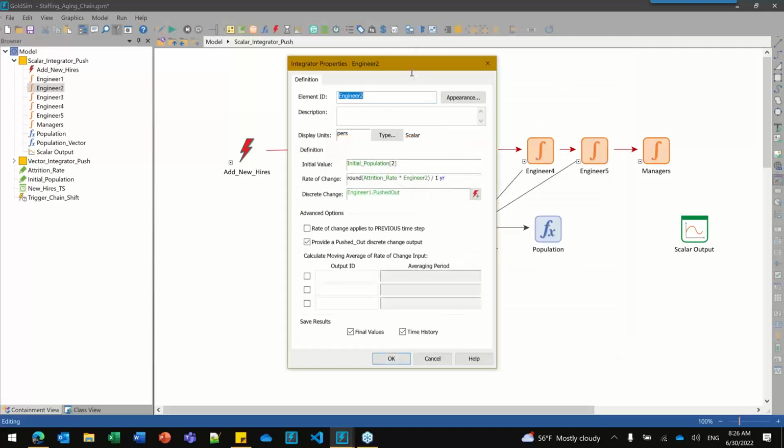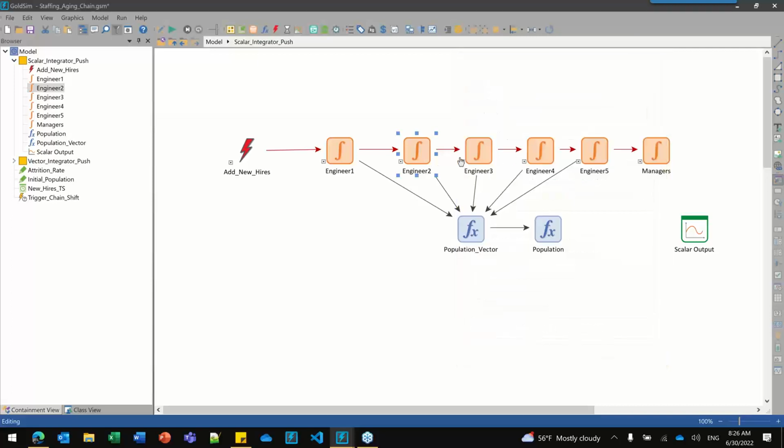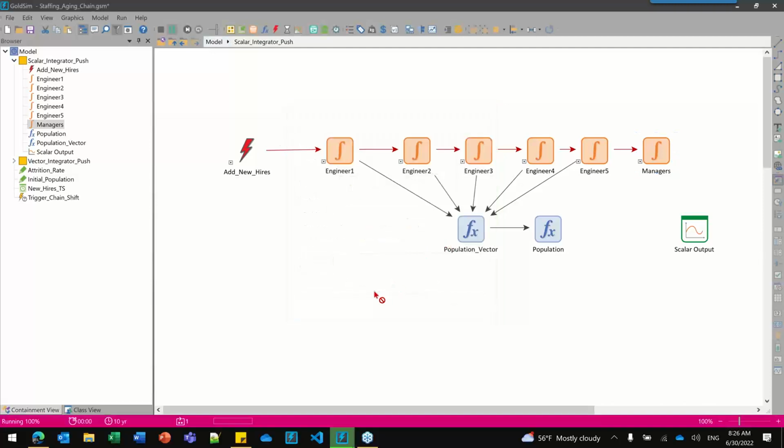Okay, so now we can come over to the second cohort and we can see same thing for initial value and rate of change, but the discrete change coming in is this pushed out output coming from engineer 1. We also check this to get the graduates that leave and work our way through the system. Finally, we have managers, which just takes the engineer 5 graduates. And so then we can run the model and look at the results.